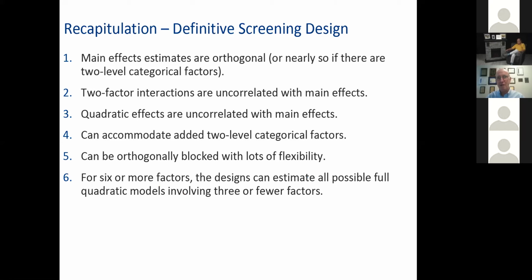Quadratic effects are also uncorrelated with main effects. We can accommodate added two-level categorical factors. We can orthogonally block DSDs with lots of flexibility. And for 6 factors or more, the designs can estimate all possible full quadratic models involving 3 or fewer factors. So you might be able to estimate a response surface model even with a design that can't fit all of the main effects or all the two-factor interactions and quadratic effects.